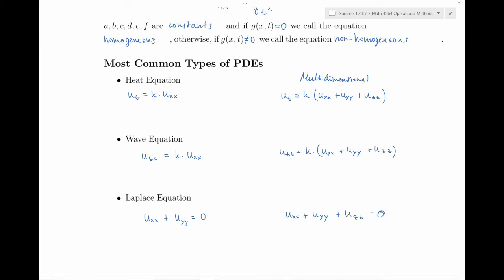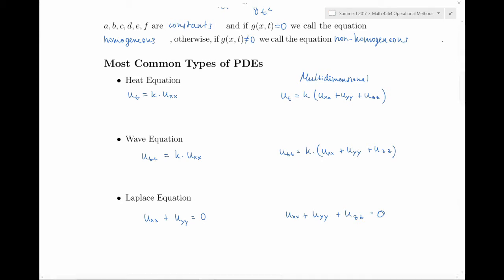Interesting to note that the Laplace equation is linked to the heat equation. So what if you have a stable state when no heat flows in and out of the system? Then the temperature, which is modeled by the function u, is going to stay constant in every position. And that means that the time derivative of the temperature is going to be 0. And if you make the time derivative 0 here on the left-hand side, then what you're left with is the Laplace equation.